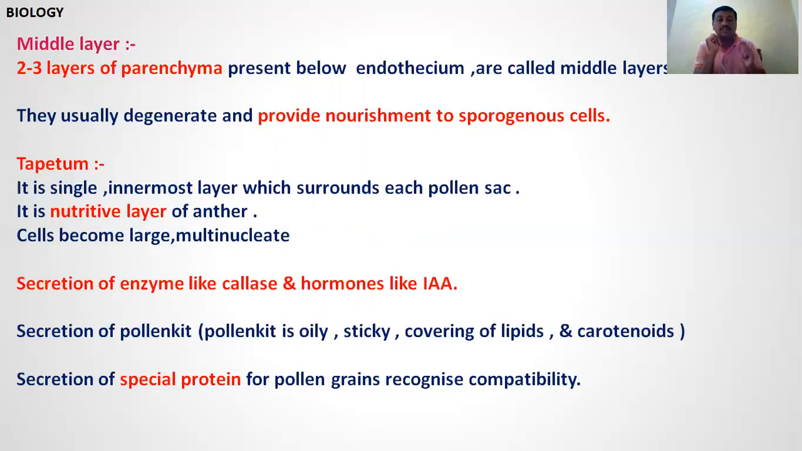And also secretions of the special proteins for pollen grain recognition capability. When the pollen grain has matured, it is ready for transport, pollination to the stigma. They also provide special proteins and special food. Hence, it is also called the nutritive layer.